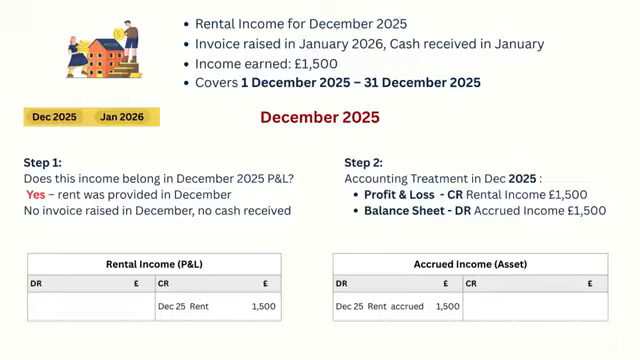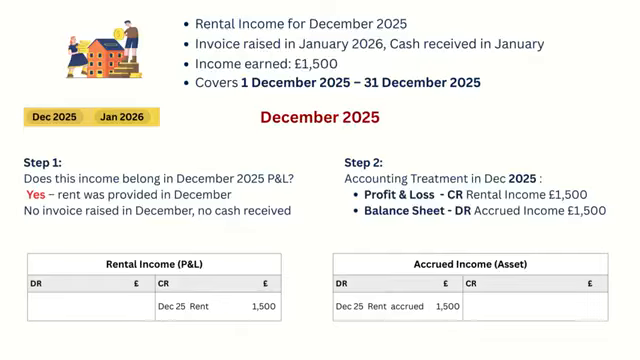We have rental income for December 2025. The rent relates to December. The invoice is raised in January 2026. The cash is also received in January 2026. The amount is £1,500. So the question we must ask is, which accounting period does this income belong to? This income belongs in December's profit and loss because the rent was earned in December. It doesn't matter that there's no invoice or cash yet. Profit is based on earning, not payment.